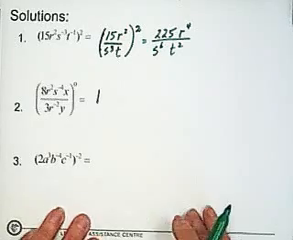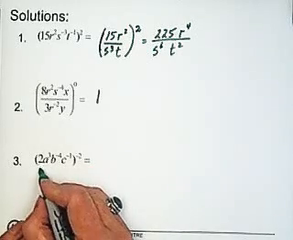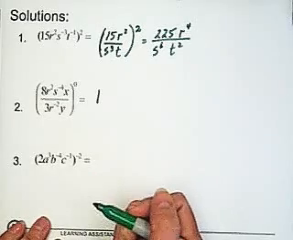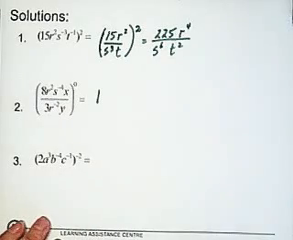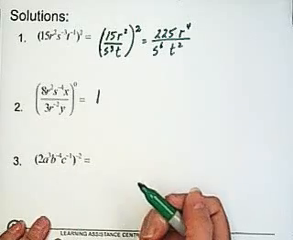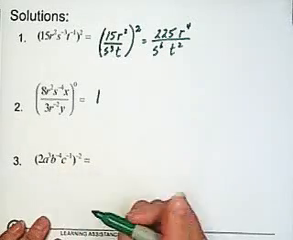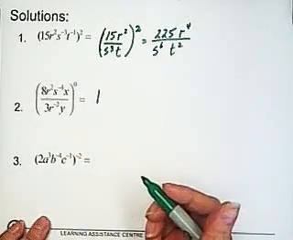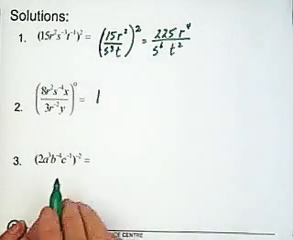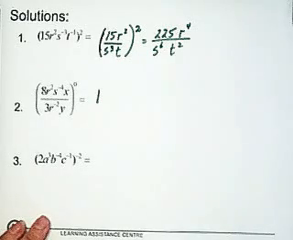Next question. 2a to the 3, b to the minus 4, c to the minus 1, all raised to the minus 2. Now there's more than one way to deal with this. The way I'm going to handle this right now is deal with what's inside the bracket first. Actually, you know what? I've done that in a couple of instances. I think what I'm going to do is deal with this minus 2 on the outside first. And that is a different approach, okay?